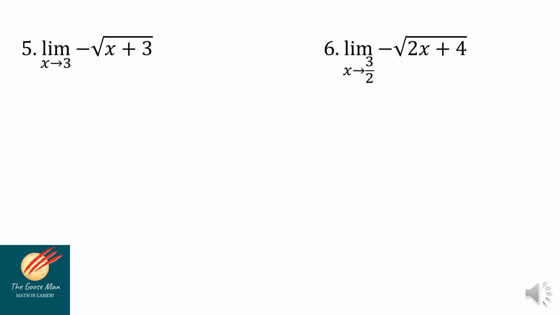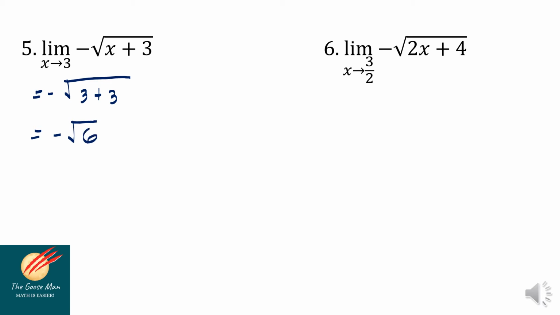Let's have number 5. The limit of negative square root of x plus 3 as x approaches 3. Again, we can use the direct substitution. So we have negative the square root of 3 plus 3. Using the direct substitution, the limit is equal to the negative square root of 6.